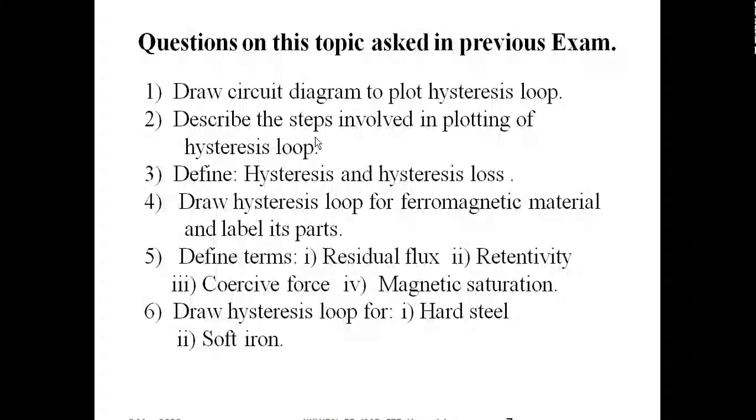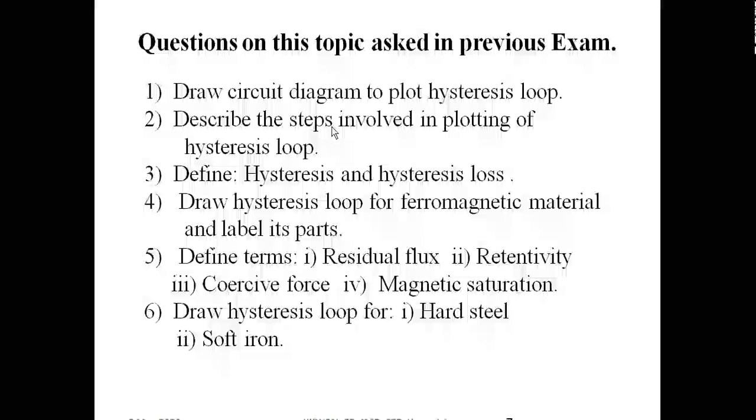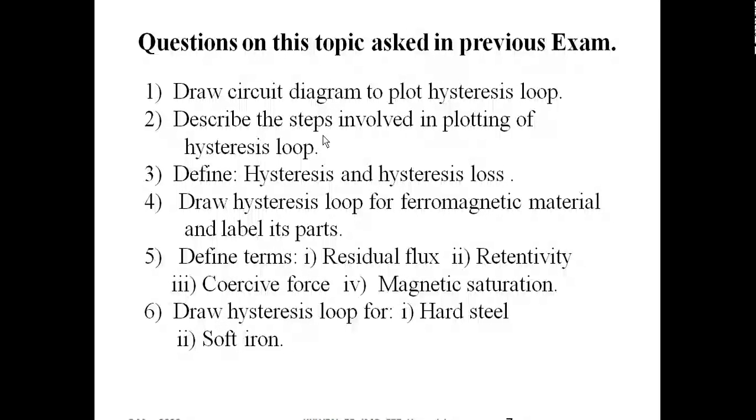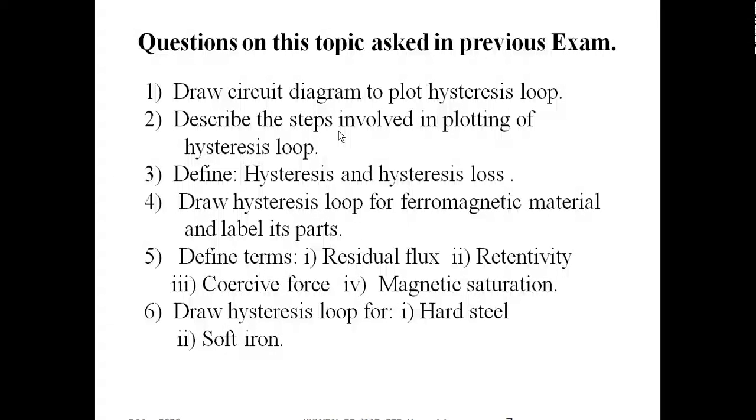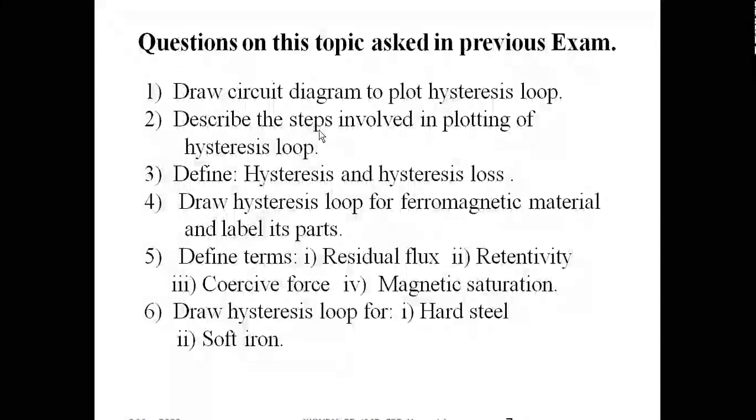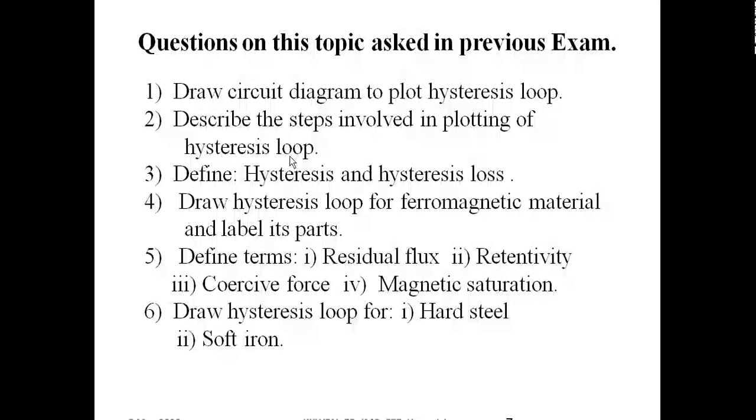Here you have to describe the process: the current increases in the forward direction. Then second step is that current decreases in the forward direction. Third, current is increased in the reverse direction. Fourth, current is decreased in the reverse direction. Then increase the current in the forward direction. By this you can describe, with the help of the hysteresis loop, the steps involved in plotting the hysteresis loop.